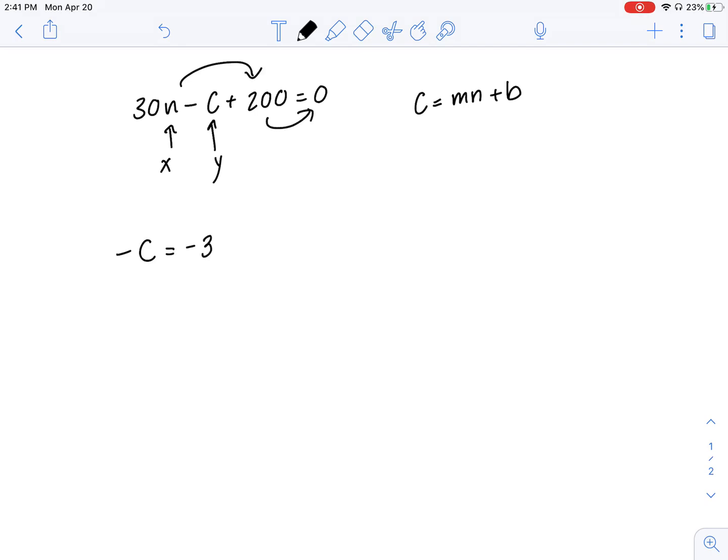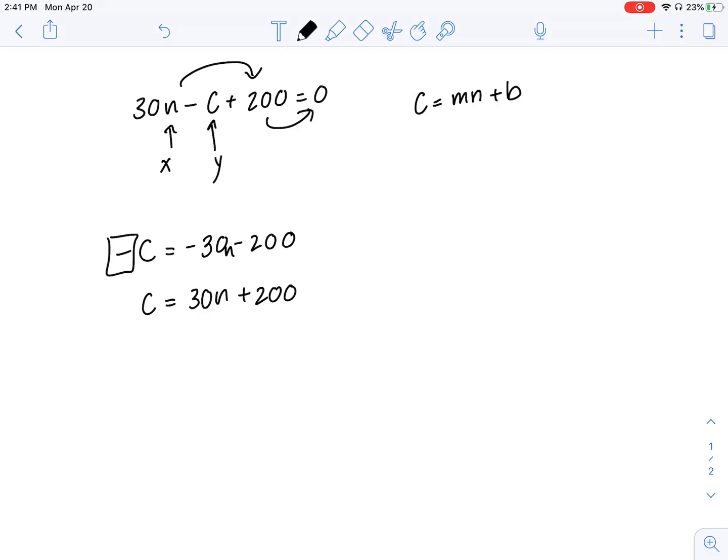Minus c equals minus 30n minus 200. And we're not quite done, so we need to divide both sides of the equation by -1 to give us c equals 30n plus 200.